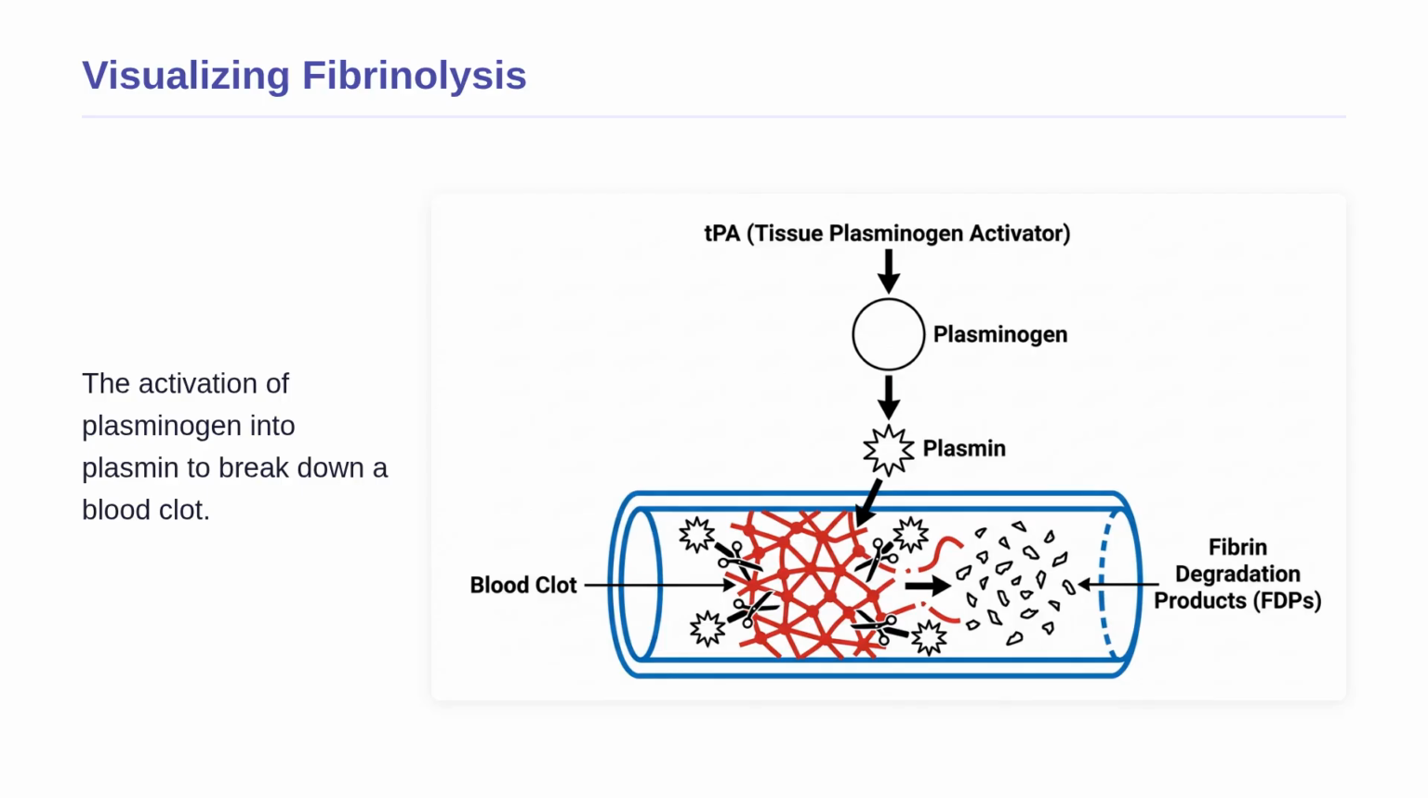Having discussed the biochemical mechanism, let us now visualize this process. On the screen, you can see a clear schematic of the fibrinolytic system in action. At the top, notice how tissue plasminogen activator acts on the inactive plasminogen, transforming it into the active enzyme plasmin. Below that, inside the blood vessel, we have the solid blood clot made of a dense fibrin mesh. The active plasmin acts directly on this mesh, cutting it apart. Finally, on the right, you see the result. The solid clot is broken down into small, harmless fibrin degradation products that wash away.